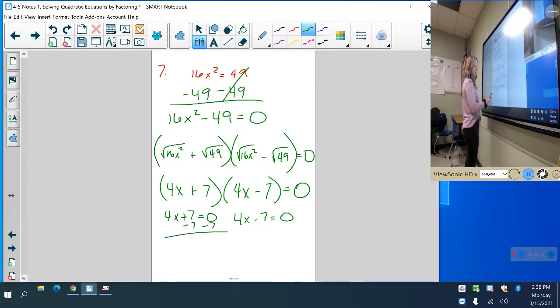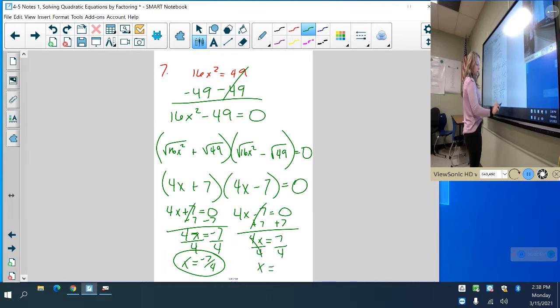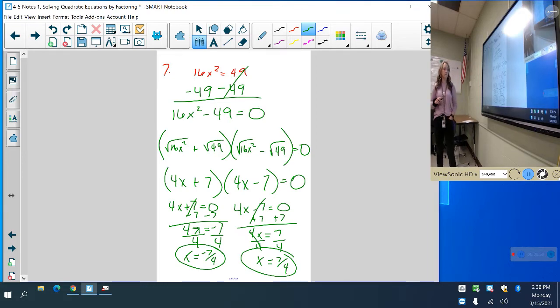Subtract 7, 4x equals negative 7, divide by 4, x equals negative 7/4, leave it as that improper fraction. And this one, add 7, so 4x equals 7, divide by 4, x equals 7/4. Leave it as an improper fraction.